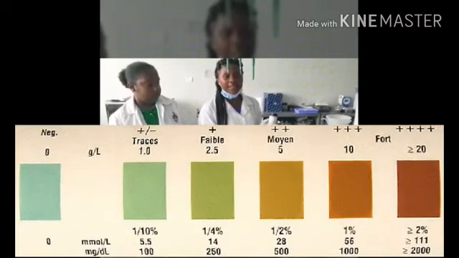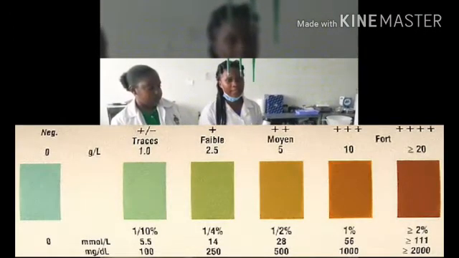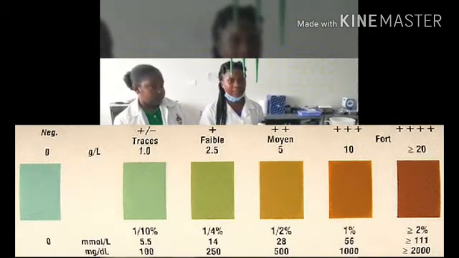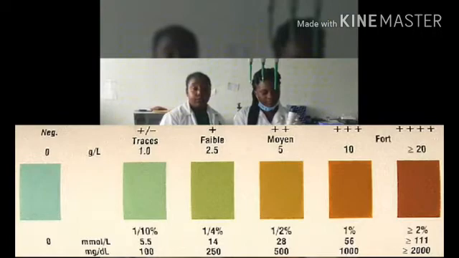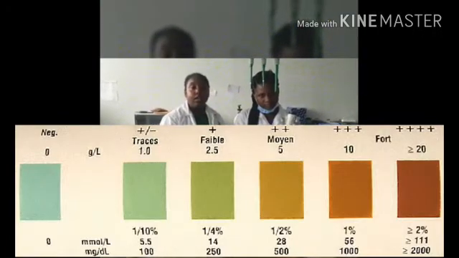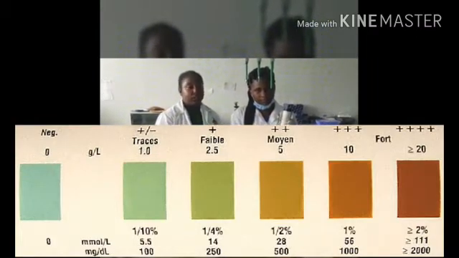A color change of light green indicates that there is a trace of glucose in the urine. The value of this is 5.55 millimoles per liter. Next indicates 1 plus glucose in the urine, which is 11.1 millimoles per liter. This indicates 250 milligrams per deciliter of glucose is being lost via urine.